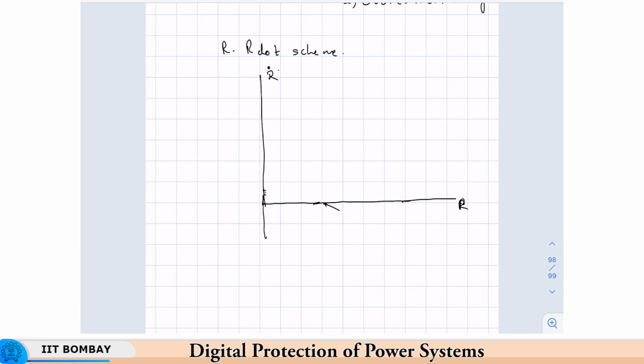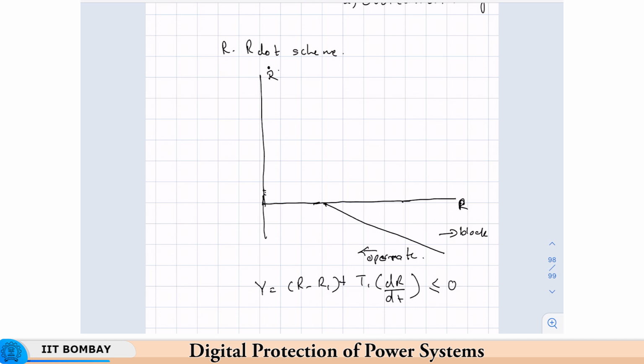Actually, the characteristic is something like this, okay, and this is block and this is operate. Okay, the set point is like this. R is the... so this should be less than or equal to 0. T1 is the slope of this line. R1 is the relay set point. This is the relay resistance set point of the R dot relay rather.